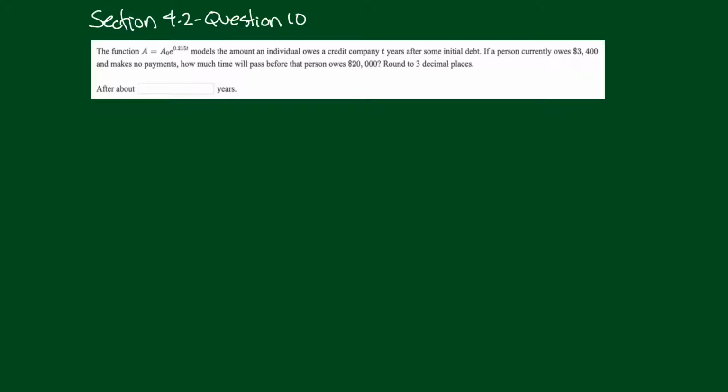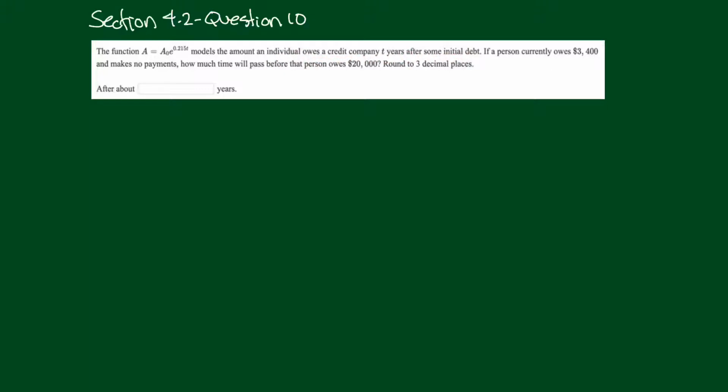All right, now we've got somebody who owes a credit card company $3,400. Now, this function here, A equals A naught e to the whatever, the standard exponential function. This is the amount of money that the person would owe the credit card company if you start out owing this much and you go for that many years. So the function models the amount of money an individual owes a credit company t years from the initial debt.